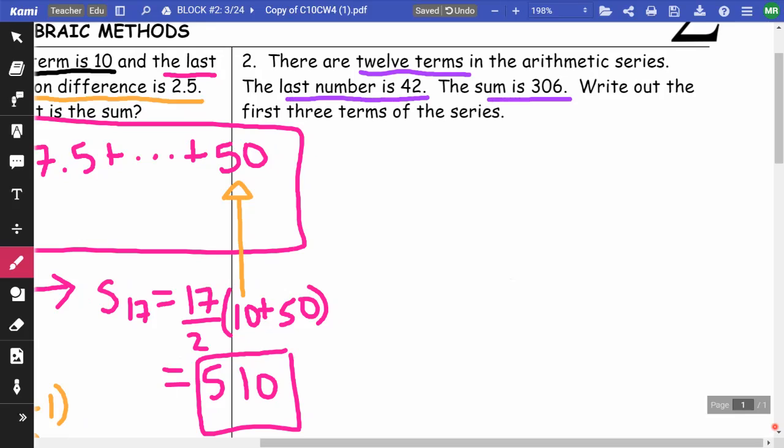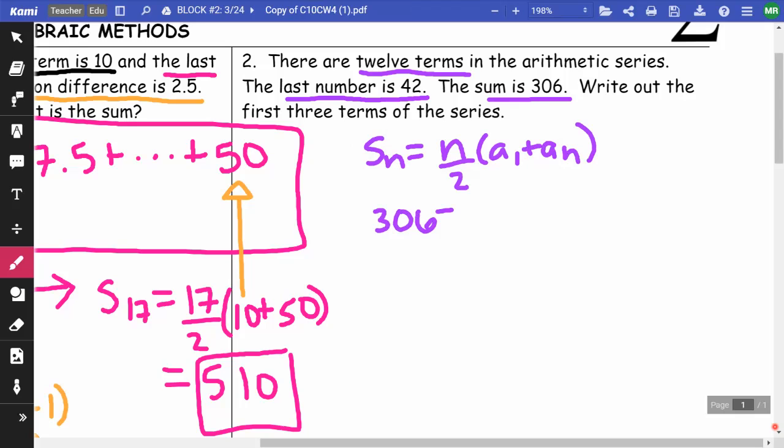So what I'm going to do is figure out the following. So let's see what I know. I know that we have 12 terms. So if I use S sub n is equal to n over 2 times my first term and my last term, let's see what I know. I can put in my 306 here. I know my n is 12. So that's going to be 12 over 2. I don't know my first term, so I don't know my A1, but I do know my last term is 42.